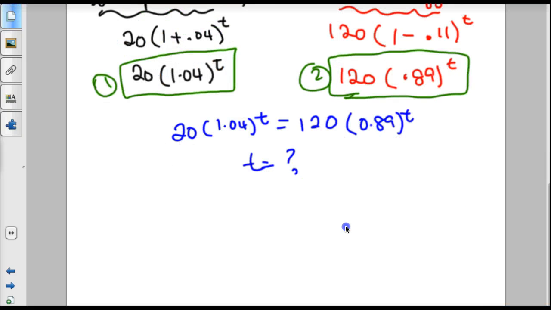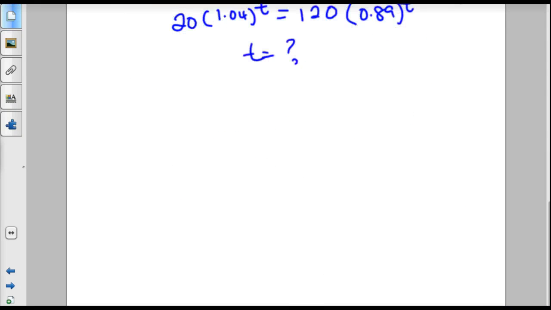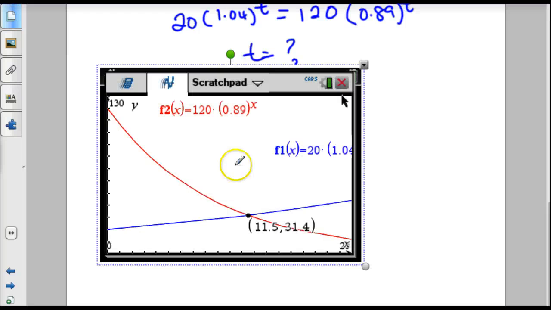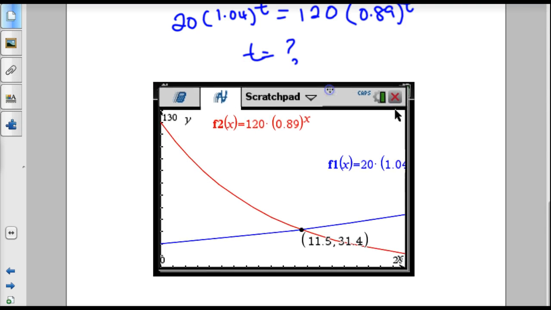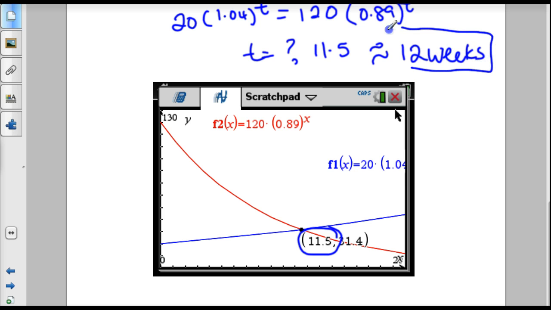So I'm going to extend this and bring my screenshot here. This is what you're sketching onto your paper. What is the value of T? So T is actually the first number here. So T is 11.5, which is approximately 12 weeks, because we were dealing with weeks.